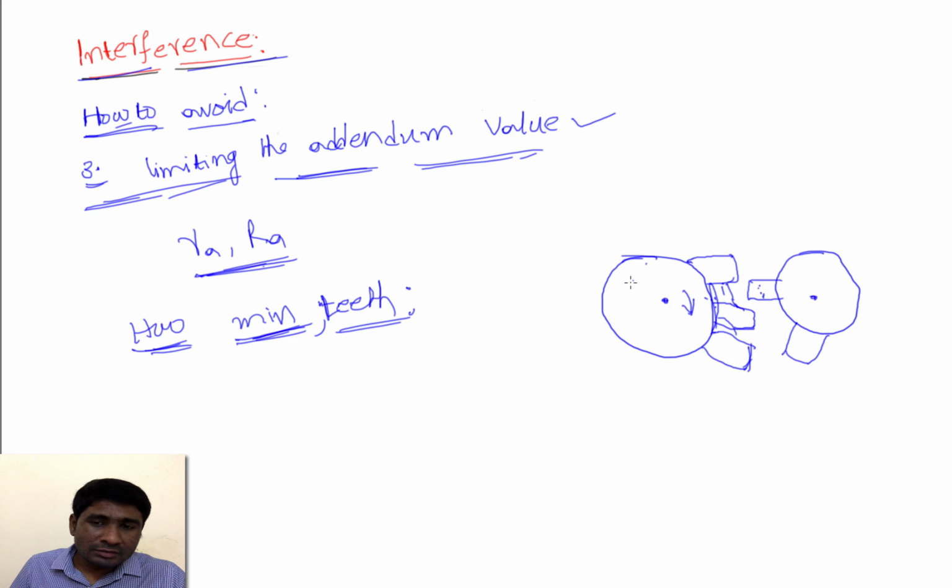Then we will see what is the minimum number of teeth required on a gear to avoid the interference.